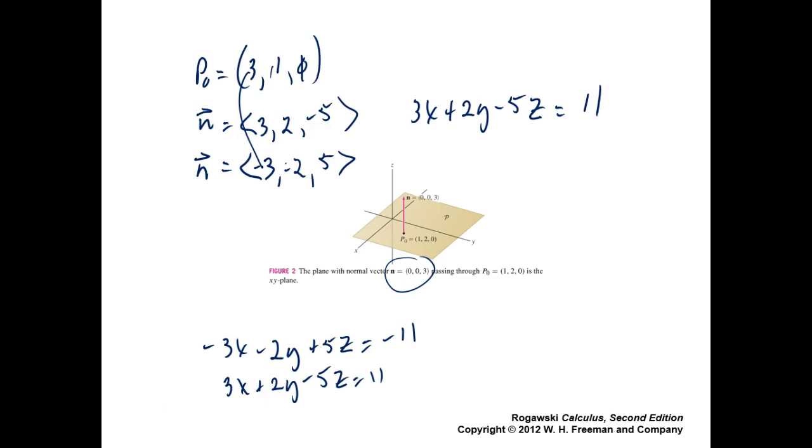A little bit later, when we start talking about curves, the curve will have two normal lines too, but we'll get there. With planes, you can do either one. So we'll just leave that alone.